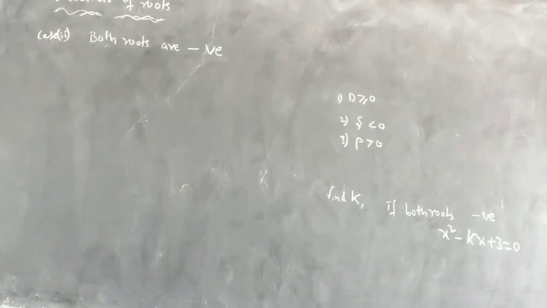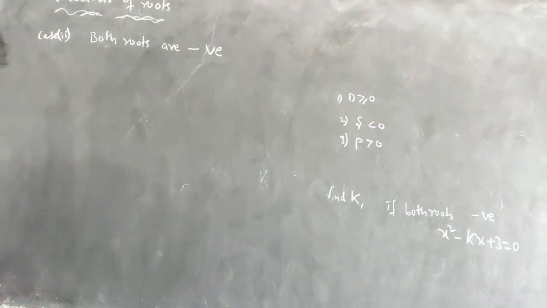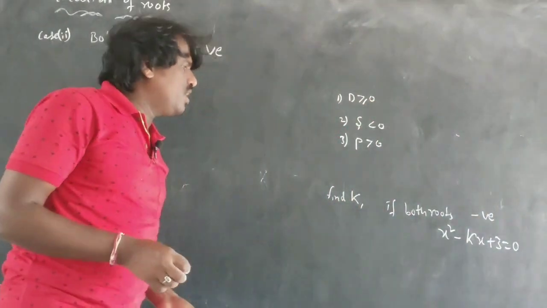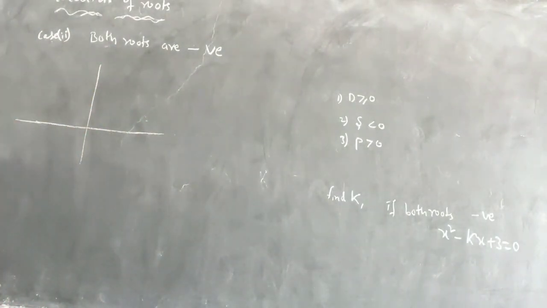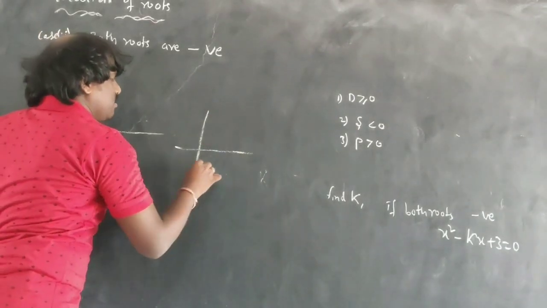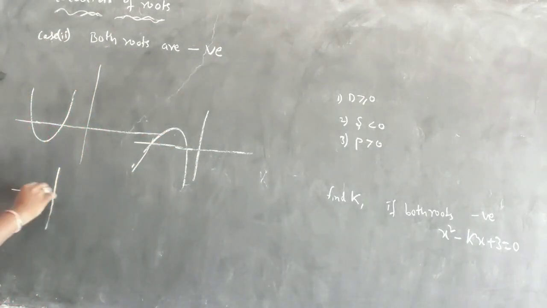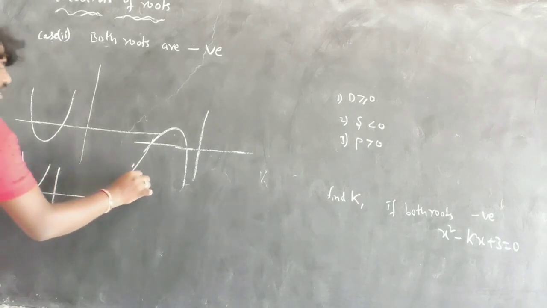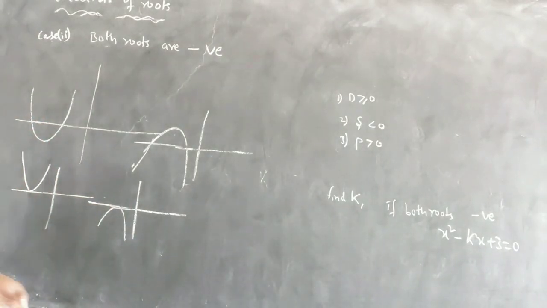Okay, let's see. Case number 2 we are discussing: when both roots are negative. If both roots are negative, what will the graph look like? I may get it this way, with the negative part on this side, and I may get it this way, where it touches here and moves away. So these are the cases when both roots are negative.